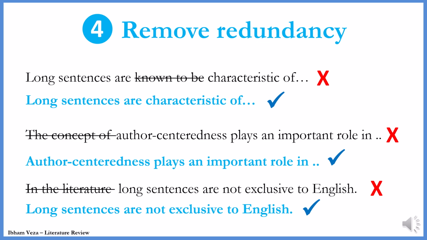4. Keep your writing clean by removing redundancy. Good academic writing is concise. Avoid cluttering your sentences with unnecessary words. For example, phrases like "known to be" or "the concept of" add no value. You can simply say "is" or "plays a role."